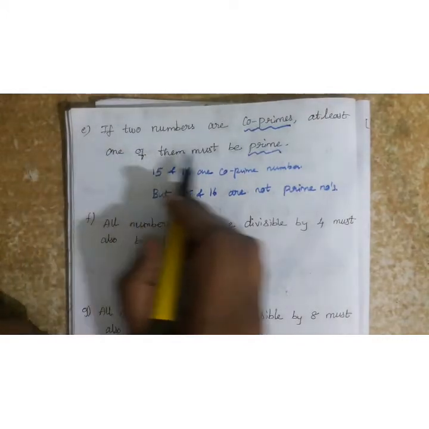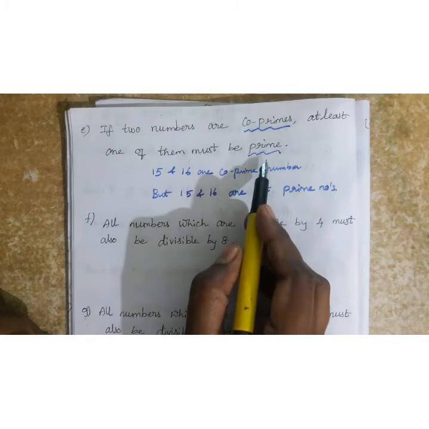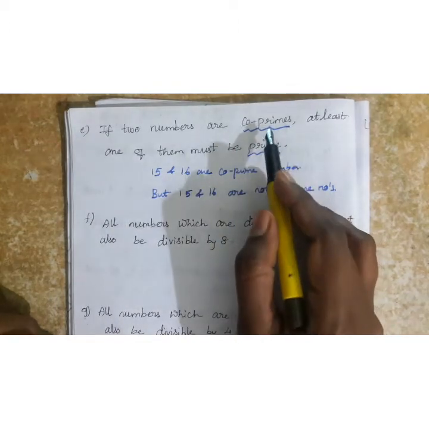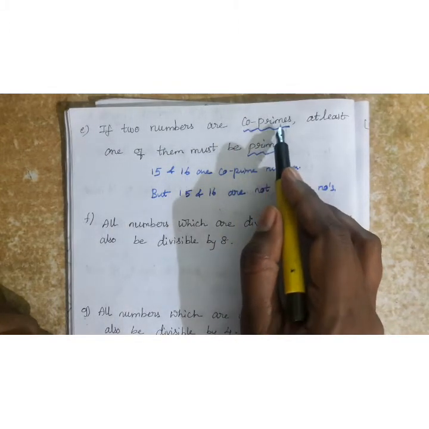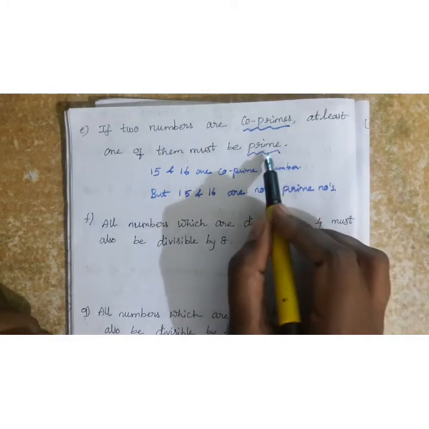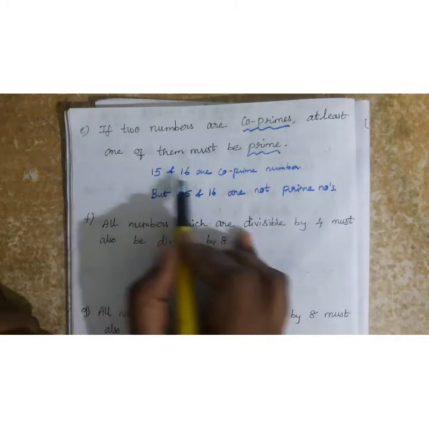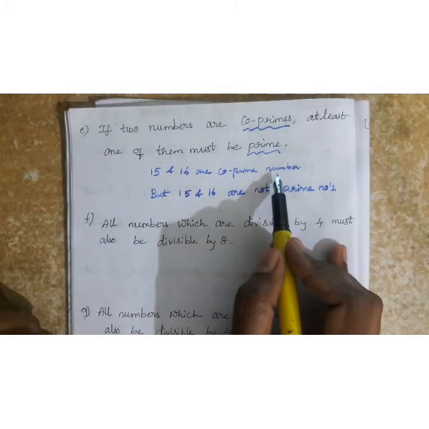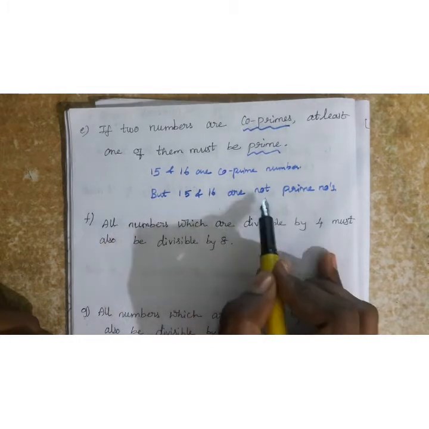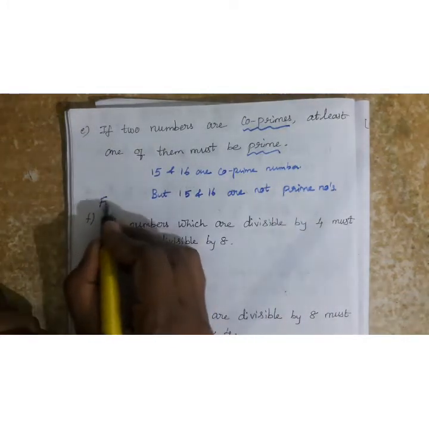E part. If two numbers are co-primes, at least one of them must be prime. Numbers with common factor 1 are called co-prime numbers. A number with two factors is called a prime number. For example, 15 and 16 are co-prime numbers, but 15 and 16 are not prime numbers. So the statement is false.